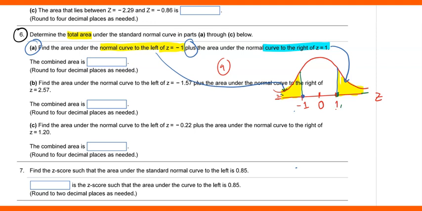Okay, there are 2 ways to do it. One way, you find the individual areas, this area and this area, and add them together for a total. The other way, you can find the middle area, find this area, and subtract it from 1.